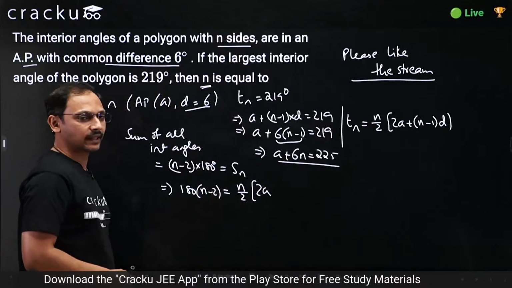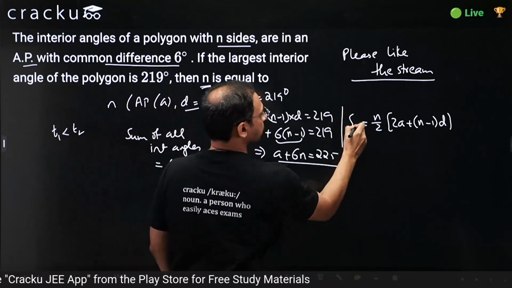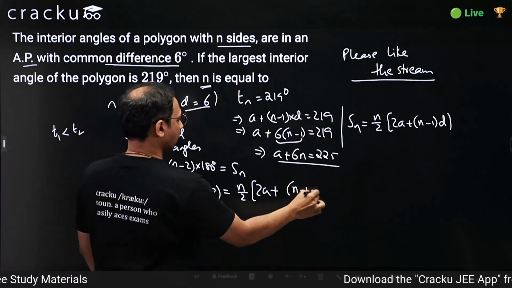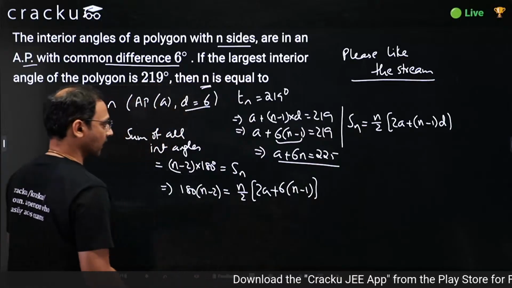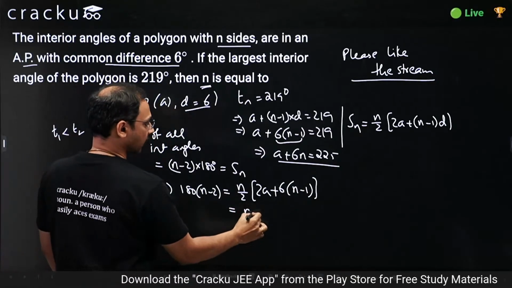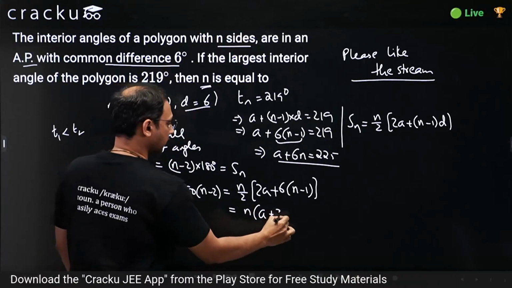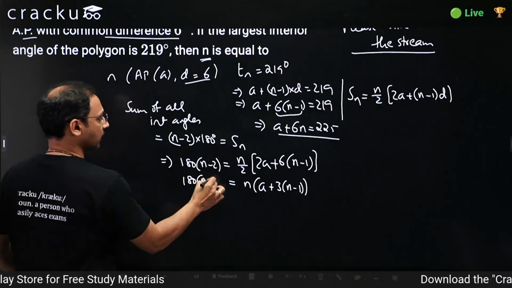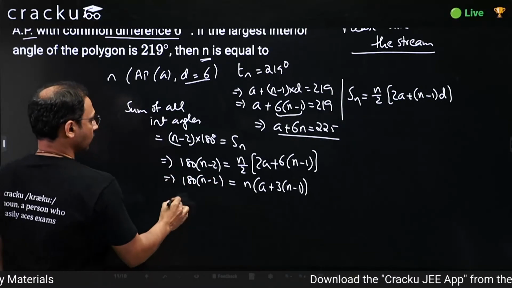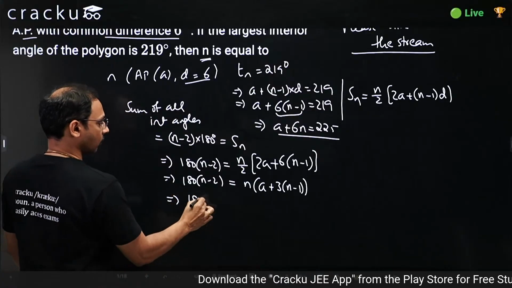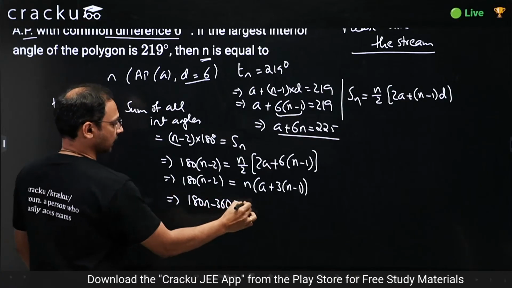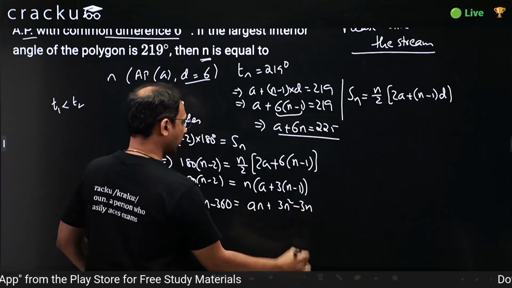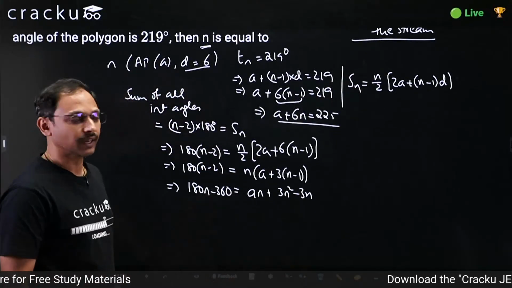So here let us use the Sn formula. So this is Sn. So this will be n by 2 into 2a plus n minus 1 into d. So this is what we will get. So after cancellation of 2, we get n into a plus 3 into n minus 1. This is 180 times n minus 2. So let me see what I can do here. 180n minus 360 is equal to an plus 3n square minus 3n. Now we have another equation in a and n.